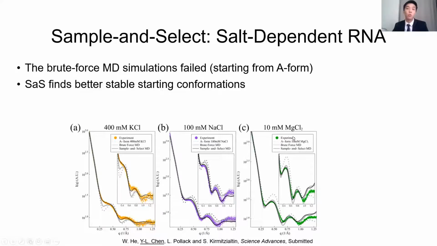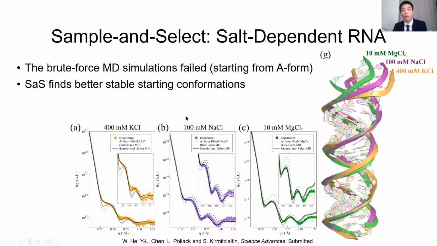However, with the feedback loop of the sample and select strategy, we enhance the sampling at higher temperature, we funnel down and select the conformation, and it converges to a closer conformation as shown in the black curve. And the final RNA structures are shown here at different salt concentrations.